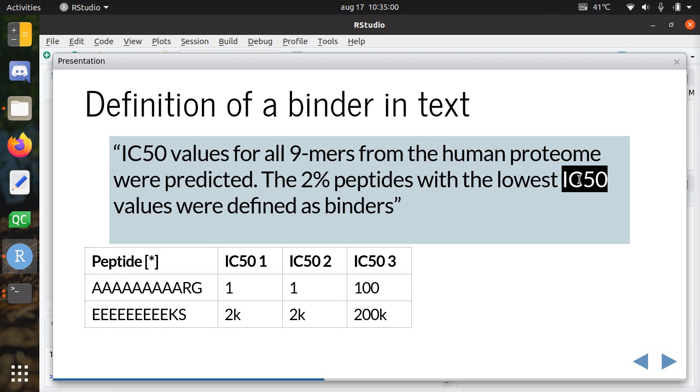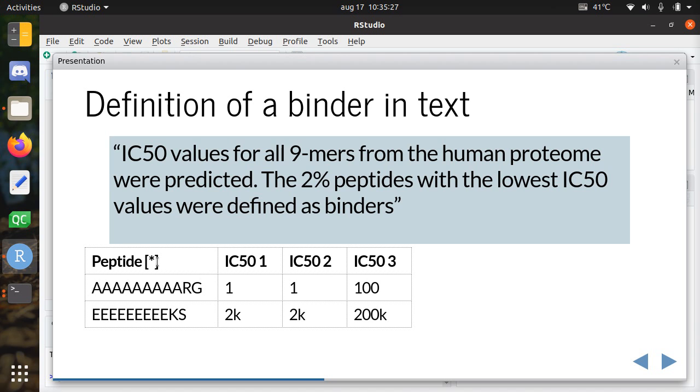IC50 means inhibitory concentration 50%. That means the concentration at which the peptides are bound to the MHC complexes, and the lower that value is, the better they bind, because the easier it is to block it.